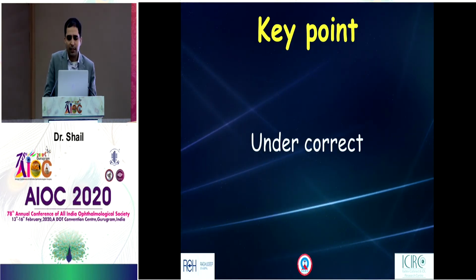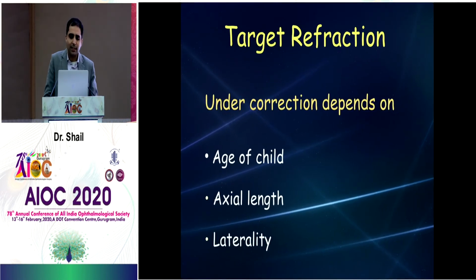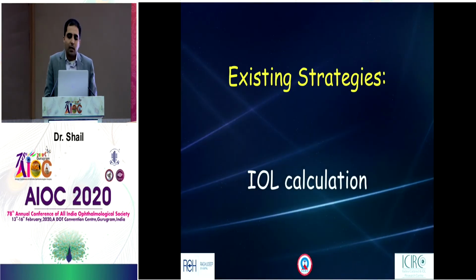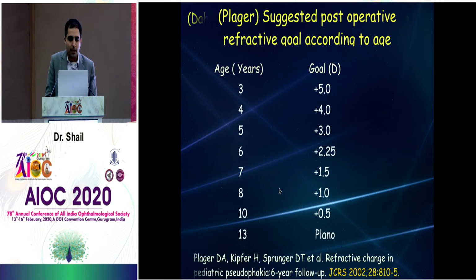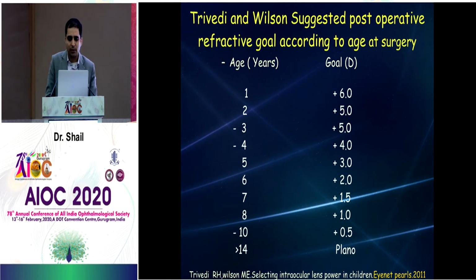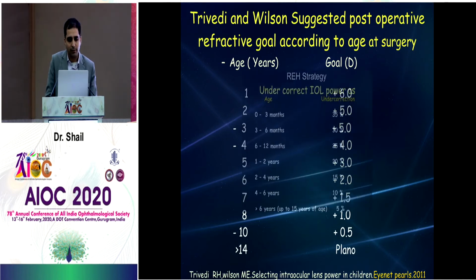So the key in most of these pediatric eyes is to undercorrect, and the undercorrection once again depends on the age of the child. Younger the child, more you undercorrect; shorter the eye, more you undercorrect; and unilateral eyes you undercorrect more. The existing strategy, there have been several guidelines. The Dahan guideline gives guidance based just on the axial length. You pick up an axial length and pick up an IOL power. The most commonly used is the Plager guideline, which is based on age. Once again, you choose the undercorrection of the post-operative refraction based on the age, and similar other nomograms have been published by Dr. Ed Wilson and his group.